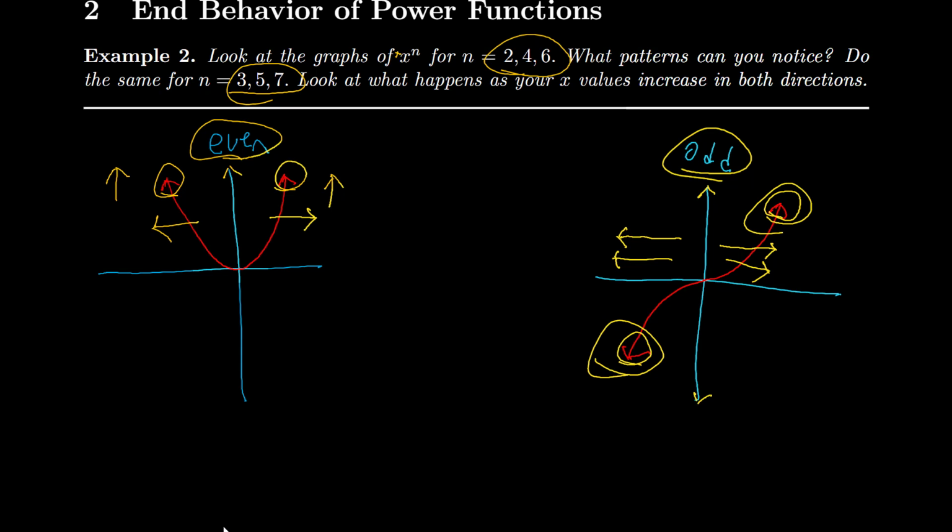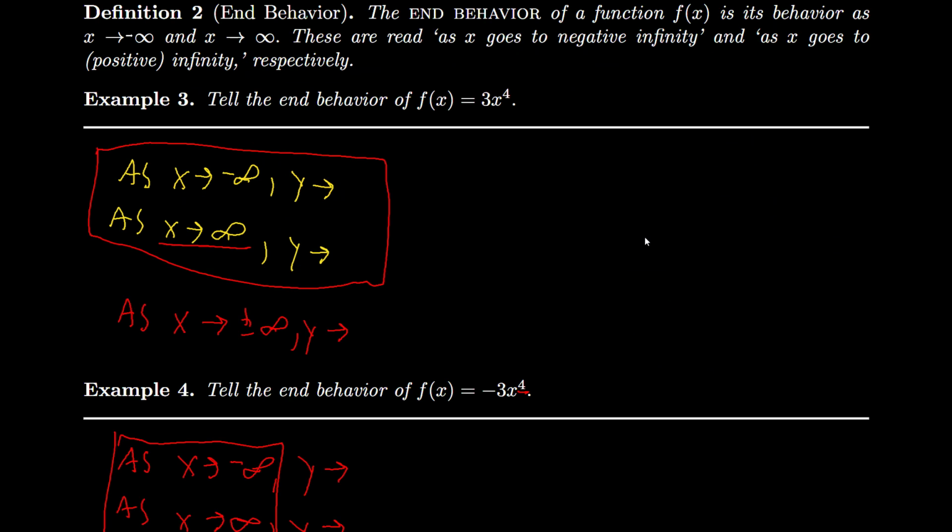But in terms of what they're doing at the end, that's what we're concerned with for a good portion of this. The end behavior of a function f of x is its behavior as x goes to negative infinity and x goes to positive infinity. This is x goes to negative infinity; that's how you read that. That's x goes to positive infinity.